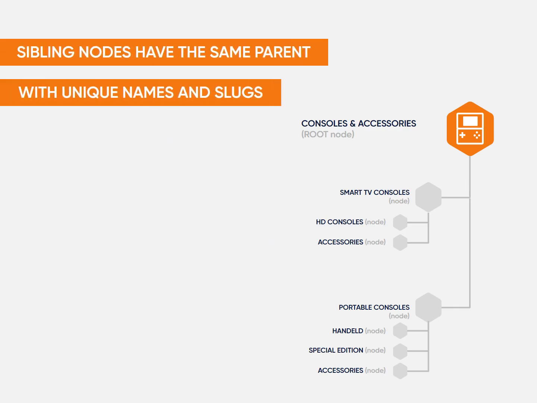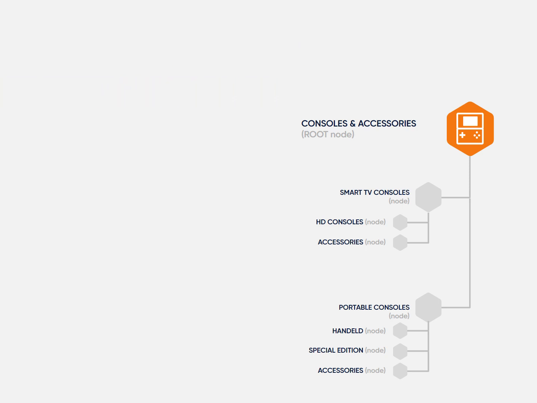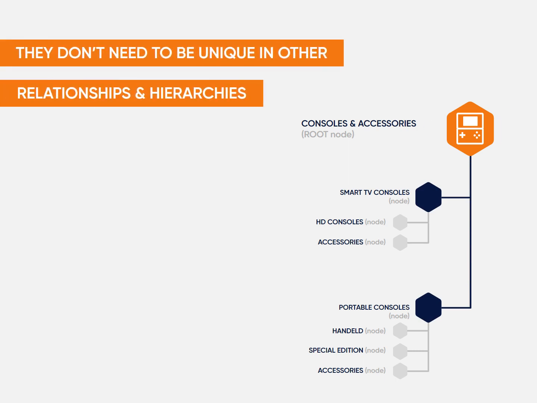Sibling nodes are nodes with the same parent and must have unique names and slugs. In the game console hierarchy example, the nodes Smart TV consoles and portable consoles are sibling nodes of the parent or root node. However, the names and slugs do not need to be unique in other relationships in the same hierarchy or across multiple hierarchies. In other words, if each console type has corresponding accessories, so we have accessories as two separate nodes, these can have the same name because they have different parent nodes.